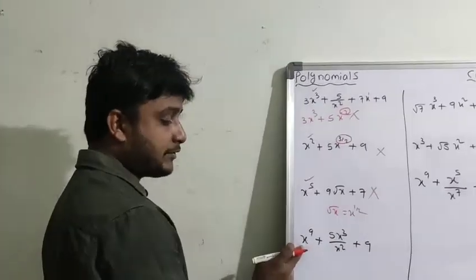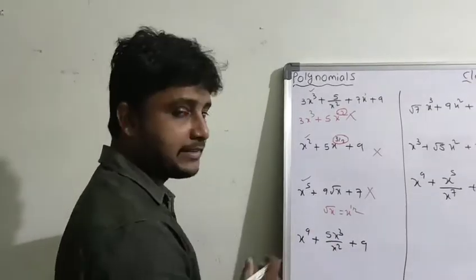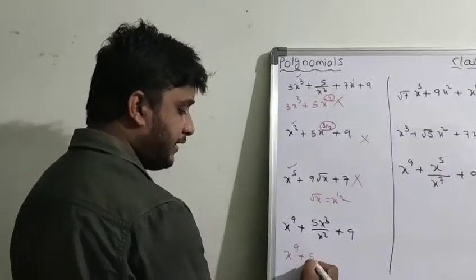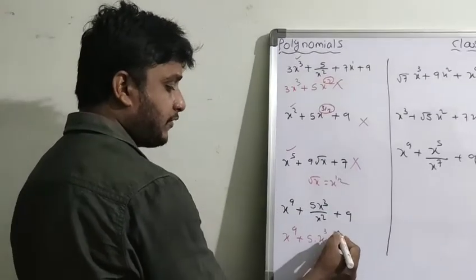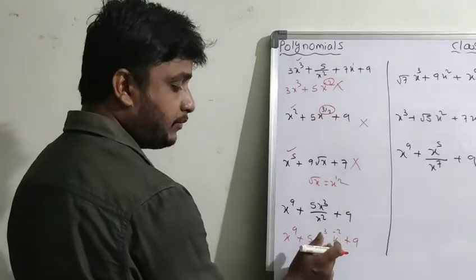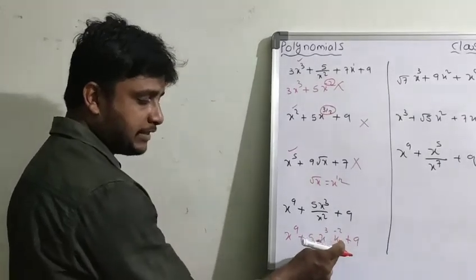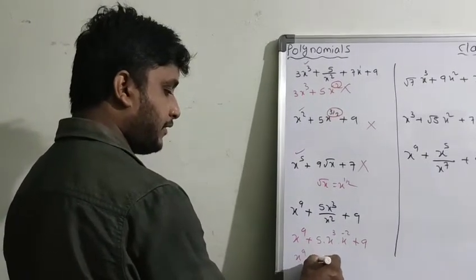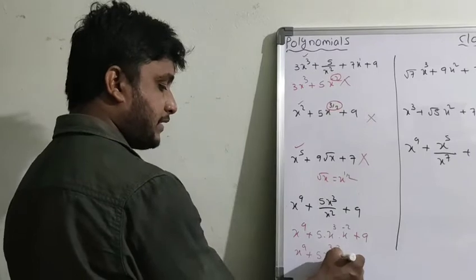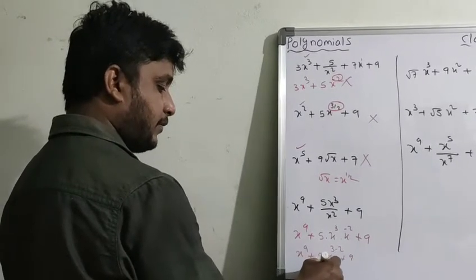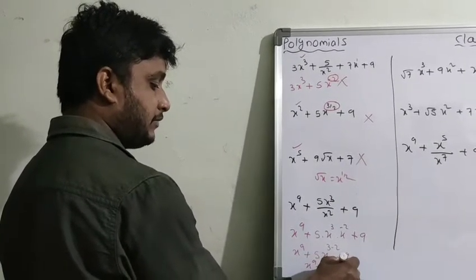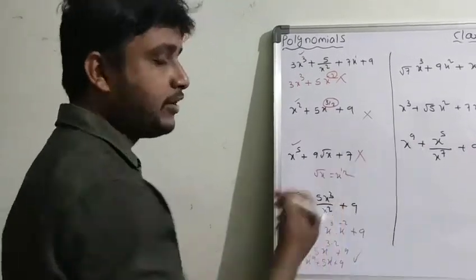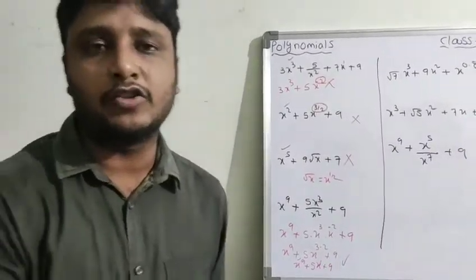So coming to here, x power 9 plus 5x cube, but here x square is there. First do the calculation here: x to the power of 9 plus 5 into x cube into x to the power of minus 2 plus 9. The bases are the same, and for multiplication the powers should be added. So x to the power of 9 plus 5 into x to the power of 3 minus 2 plus 9. So x to the power of 9 plus 5x plus 9. If you observe, x to the power of 9 and 5x to the power of 1, yes, this is a polynomial.